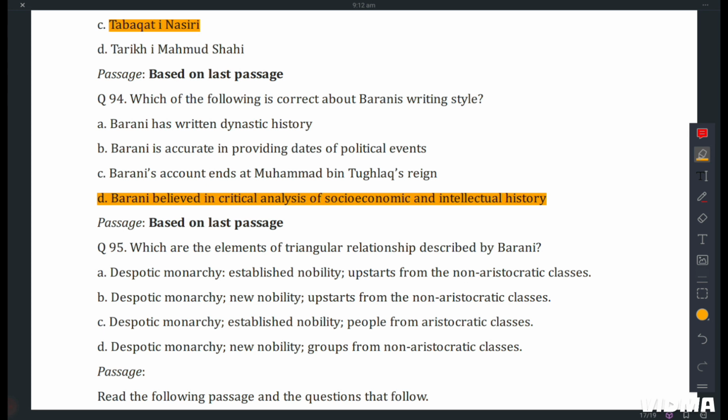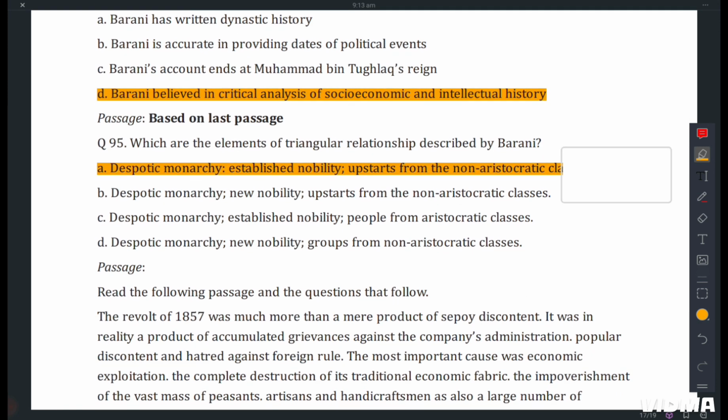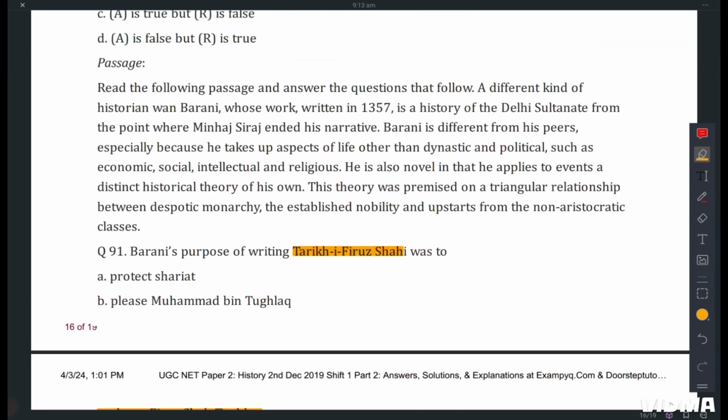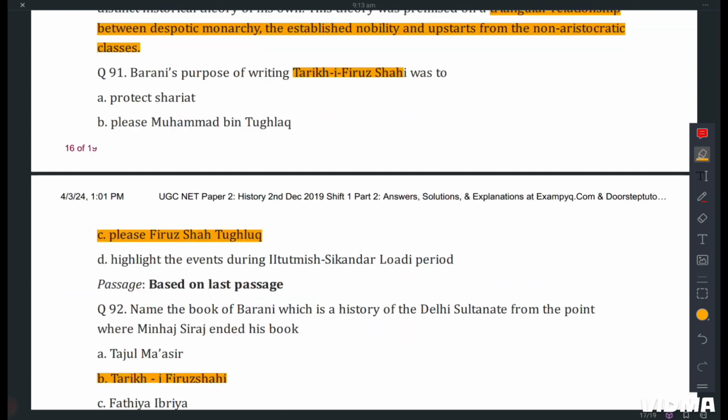Barani applies to events a distinct historical theory of his own. His writing was distinct, therefore. The preface of Tarikh-e-Firuz Shahi presents florid language, but the remaining portion of the book reveals a simple, clear and lucid style. 95. Which are the elements of the triangular relationship described by Barani? It is option A only. It is also given in the passage. Despotic monarchy, established nobility, upstarts from the non-aristocratic class. This is given here. C. Okay.